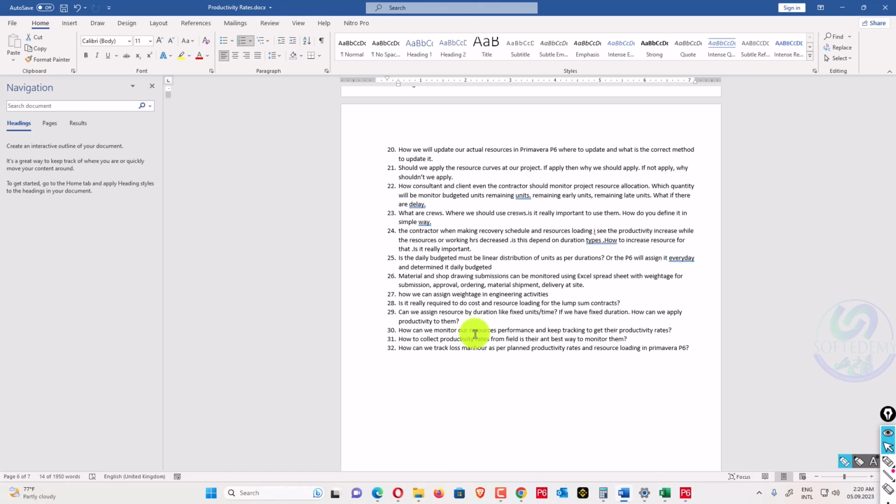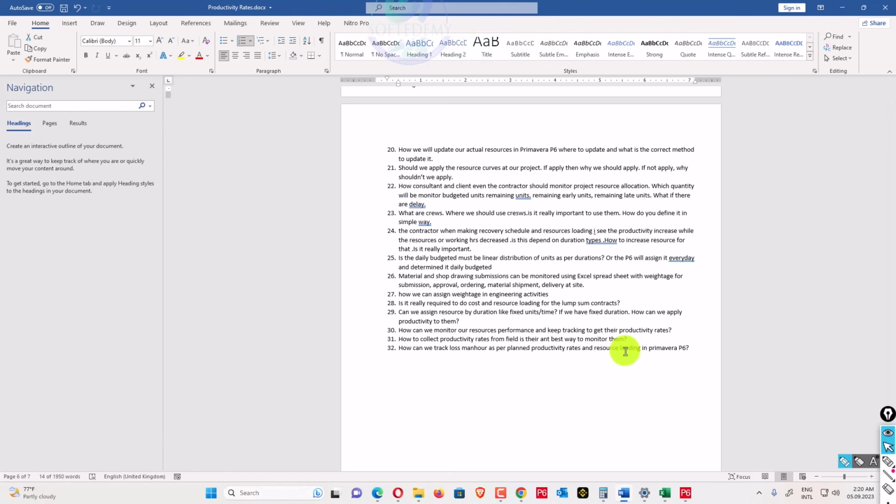You can measure this after watching your daily progress report, where the quantity should be written at the end. And what is the next question: how to collect productivity rates from the field? Is there any best way to monitor them? You can calculate it from the daily progress report, and you can assign someone to monitor it, and he can give you accurate data. So it's about site communication, how you do site communication.